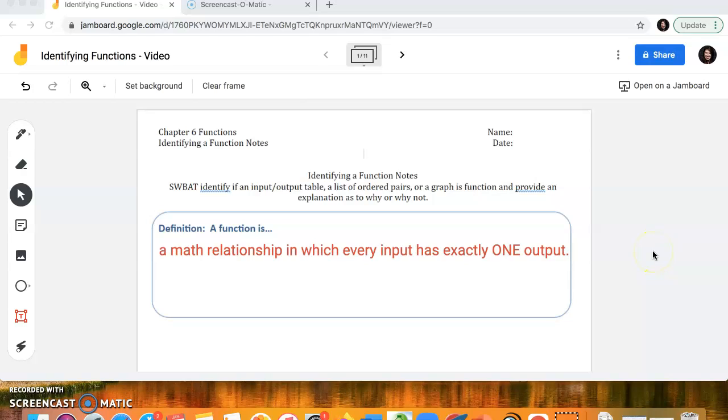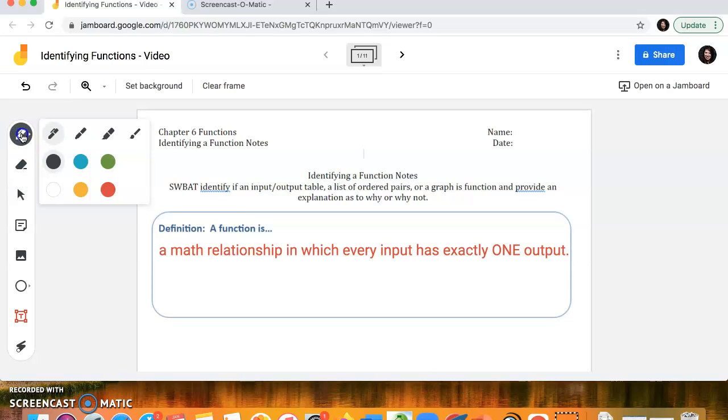We are doing notes on what a function is today, and so you need to type what I have here in red, or if you're writing it on paper, then make sure you write it on paper. But a function is a math relationship in which every input has exactly one output. And I'll show you what I mean by that as we go through this.